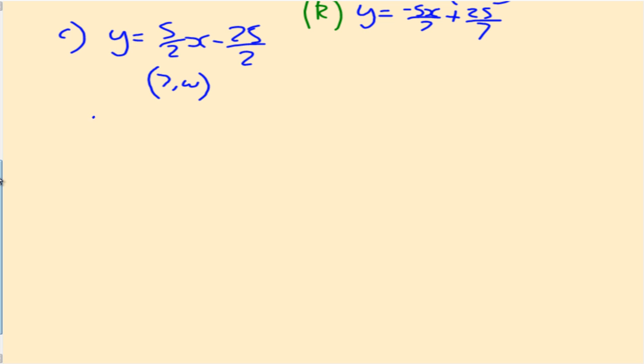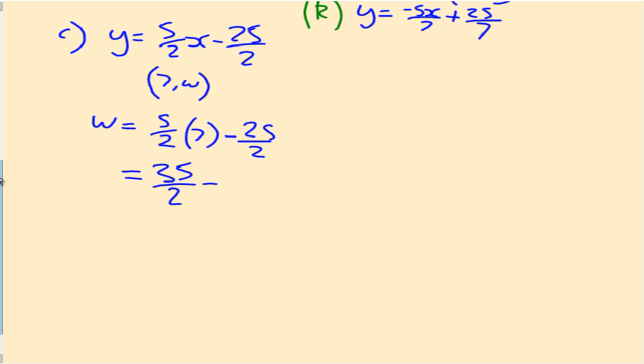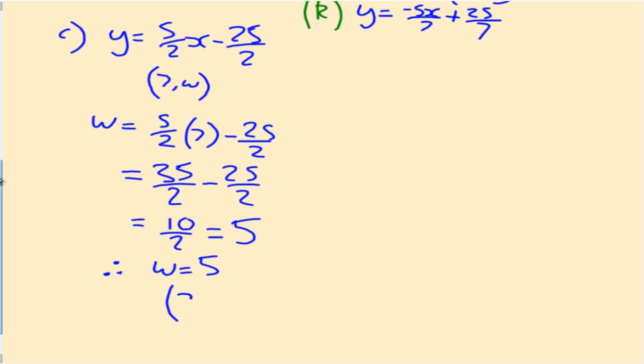So our y value is now w equals 5 over 2 multiplied by 7 minus 25 over 2. 7 5s are 35, so we have 35 divide 2 minus 25 divide 2. That's going to leave us with 10 over 2, which will be 5. So therefore, W equals 5. And if you really want to get into it, the coordinate would be 7, 5 that lies on our line L. That's all there is.